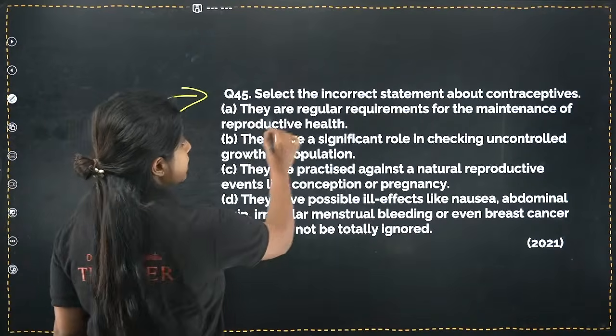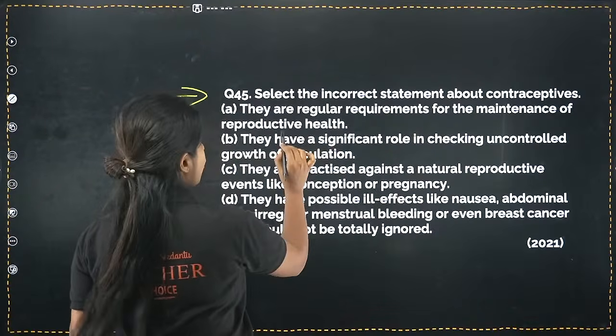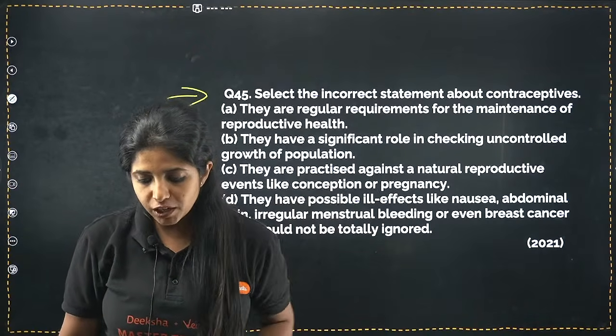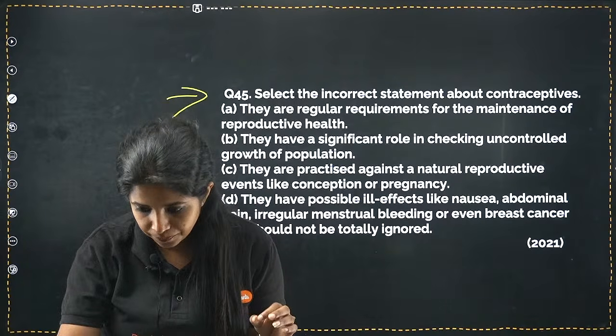Next question. Select the incorrect statement about the contraceptives. What are the incorrect statements? They are regular requirements for the maintenance of reproductive health. Do you think contraceptives are regular requirements? How many girls are over here? How many of you?